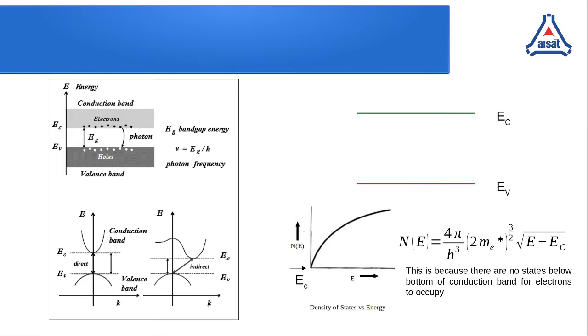We shall also bring back a few ideas which we had discussed earlier that will help us in our further discussion. One is regarding the energy band diagram. We know it is constituted of the conduction band and valence band, which is separated by an energy band gap denoted by EG.